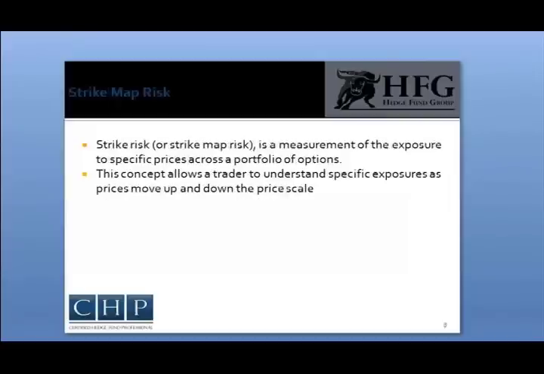Lastly, we will discuss strike risk or strike map risk, which is a measurement of the exposure to specific prices across a portfolio. This concept allows a trader to understand specific exposures as prices move up and down a price scale. Each price might generate positive or negative delta, gamma, and vega as a financial instrument moves up and down the price scale. When risk limits are calculated in an option portfolio, a risk manager needs to understand not only the current risks, but what could occur if the market moves to another strike price.